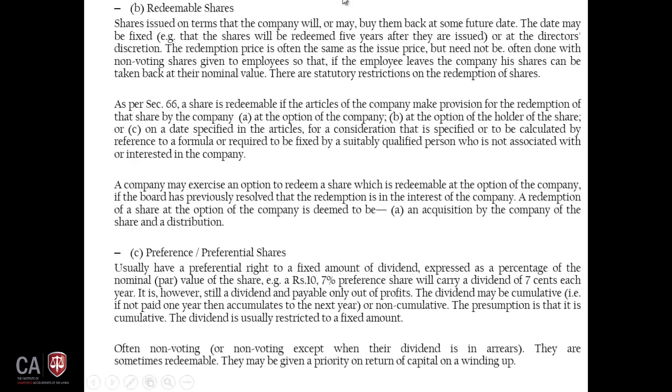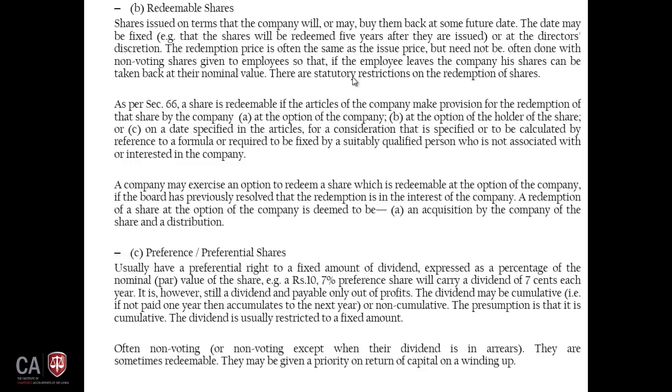First of all, you have to discuss what a redeemable share is. Shares issued on terms that the company will or may buy them back at some future date. The date may be fixed or at the directors' discretion. The redemption price is often the same as the issue price, but need not be. Often done with non-voting shares given to employees, so that if the employee leaves the company, his shares can be taken back at normal value.